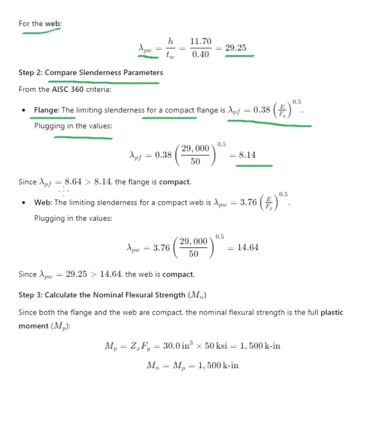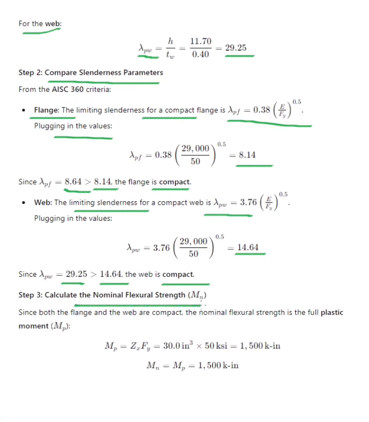Since lambda pf of 8.64 is more than this, the flange is compact. The limiting value is more than the actual one, so the flange is compact. And for the web, the limiting slenderness for the compact web, lambda pw, is 29.25, which is greater than 14.64. So the web is compact.